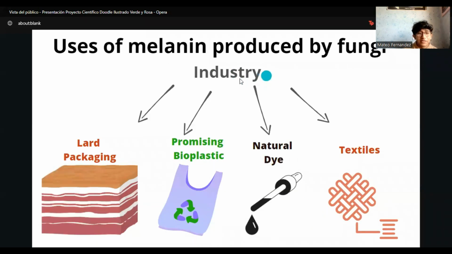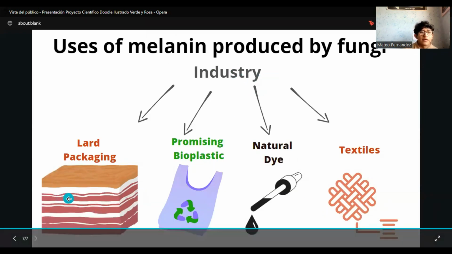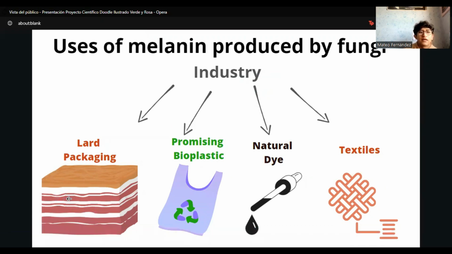The final topic is utility. First, many fungal melanins have some potential application in food packaging. Most commonly, fatty products become rancid due to lipid oxidation. Melanin conserves fats.